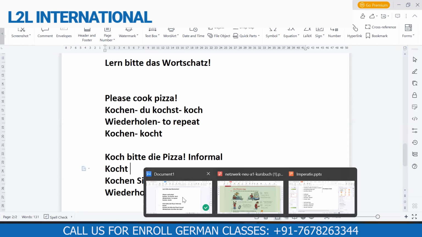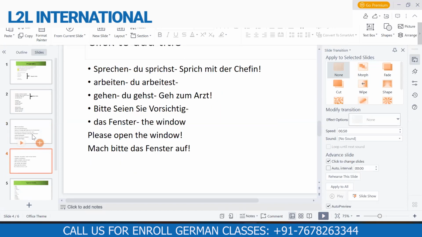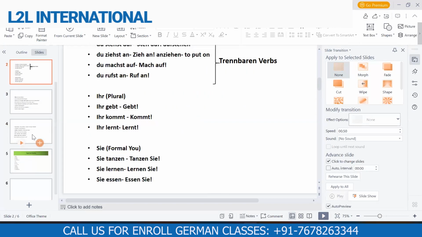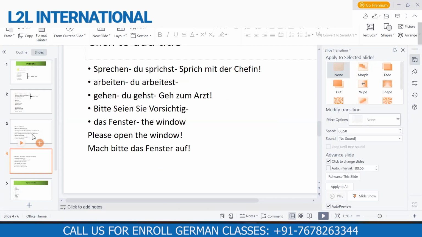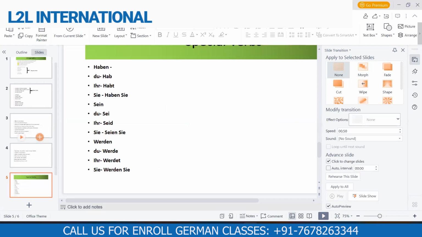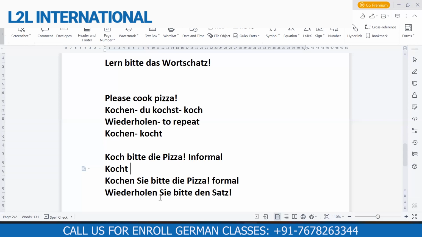Okay, let me see. Just an example I want to give here. I didn't give the example of kochen, I meant. Okay, yeah. So I would just say kocht ihr, kocht bitte die Pizza.